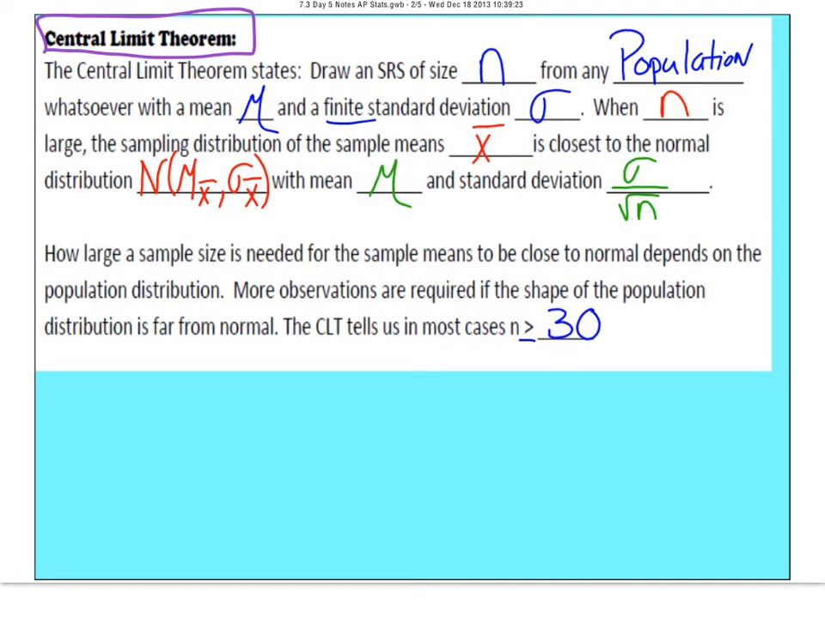Well, how large a sample size should we go? How large a sample size is needed to be close to normal depends on the population distribution. More observations are required if the shape of the population distribution is far from normal. The central limit theorem, or what we call the CLT, tells us that if n is greater than or equal to 30, then we can say our sampling distribution will be approximately normal.